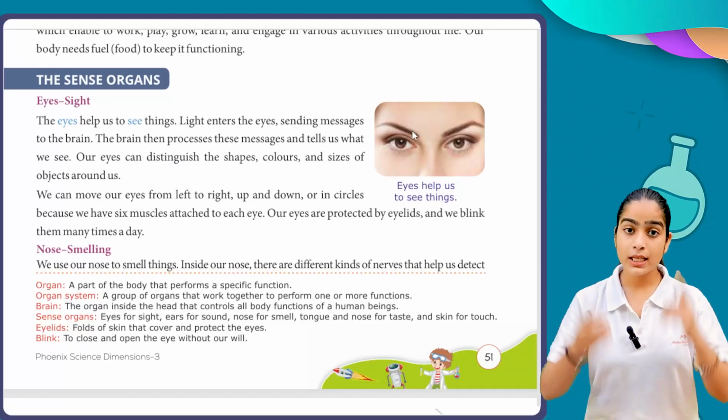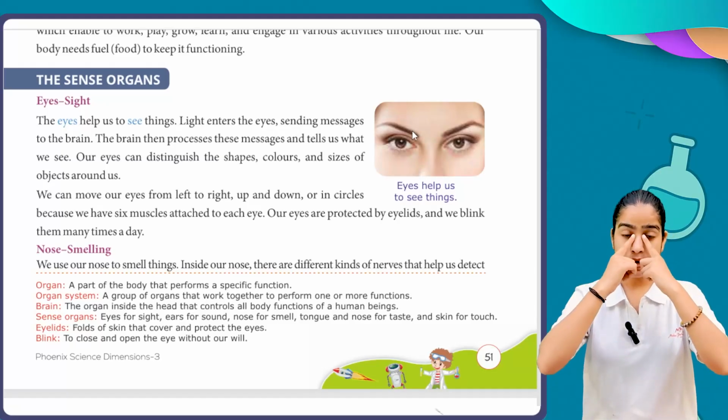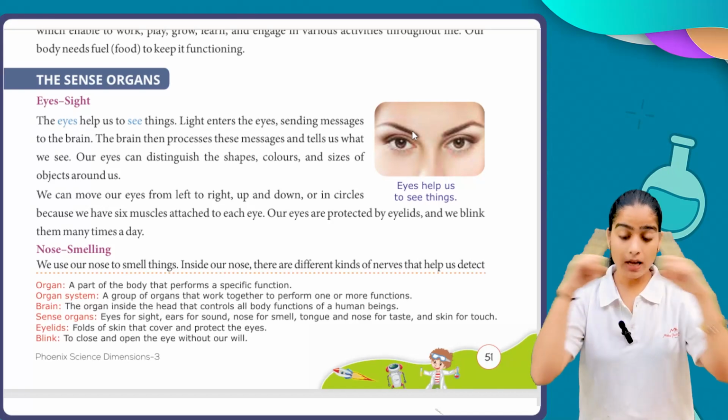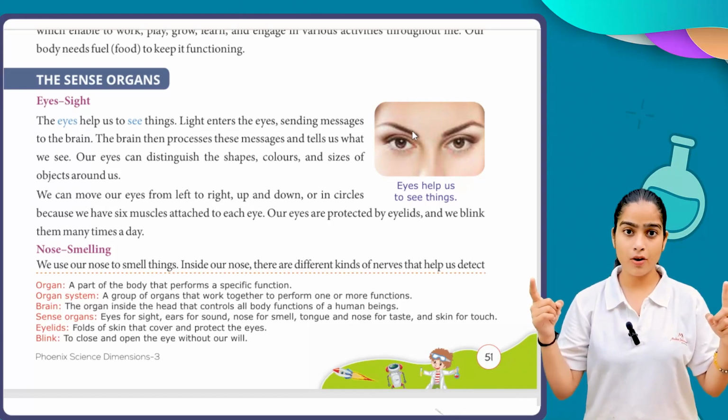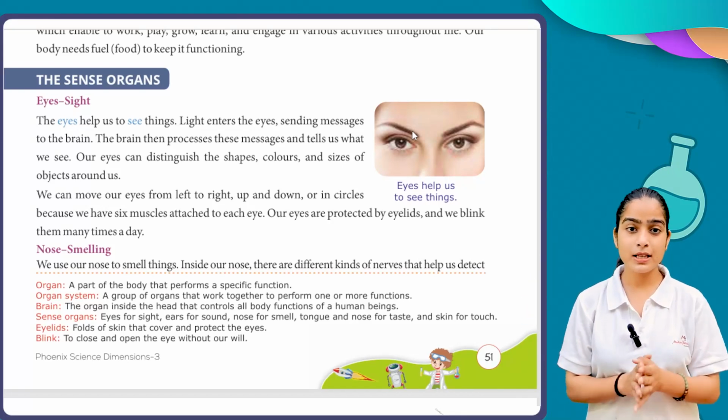And what we see is that these two eyes are connected with our eyelid, right? And with the help of this we can blink also. Okay, so this is about your eyes.